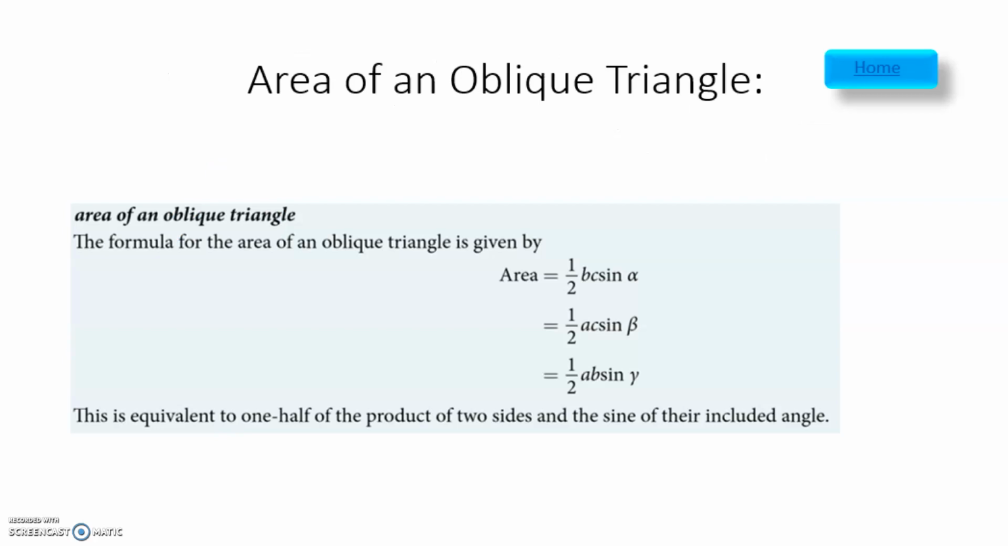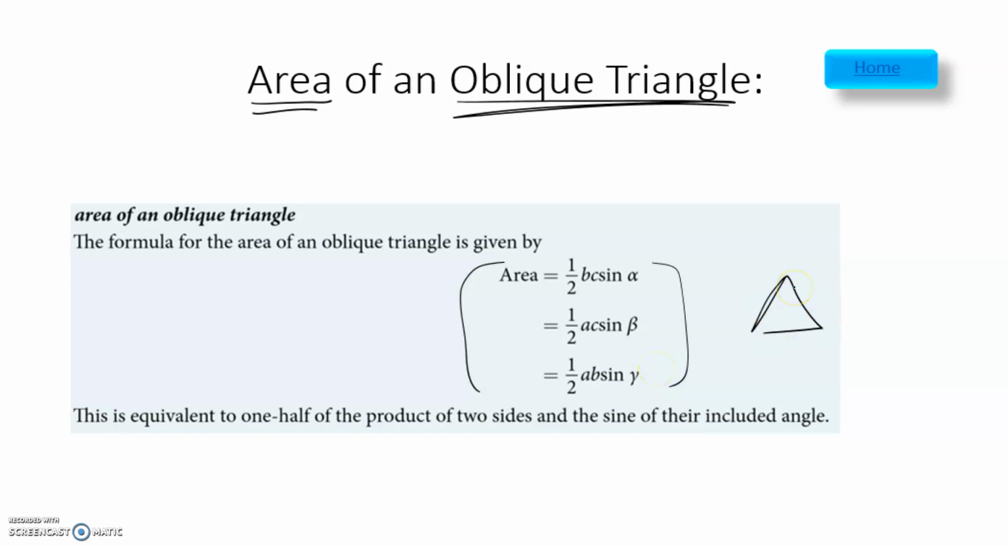Okay, now let's look to find the area of an oblique triangle. Remember, that's a triangle that doesn't have a right angle. So here's your formulas, but really what that says is if you've got a triangle and you've got this side and this side, well, you need the angle between those two sides in order for this formula to work. It says this is equivalent to 1/2 of the product of the two sides and the sine of their included angle, the angle between them.